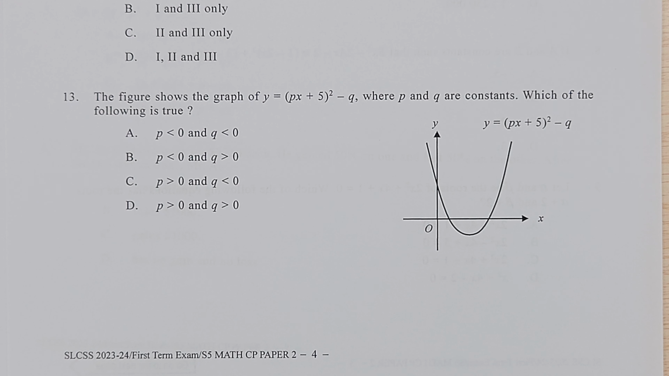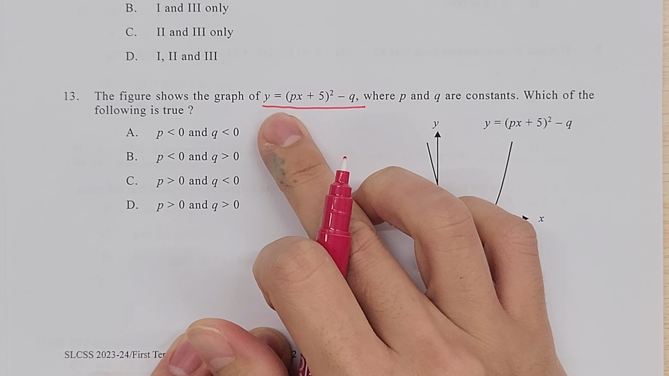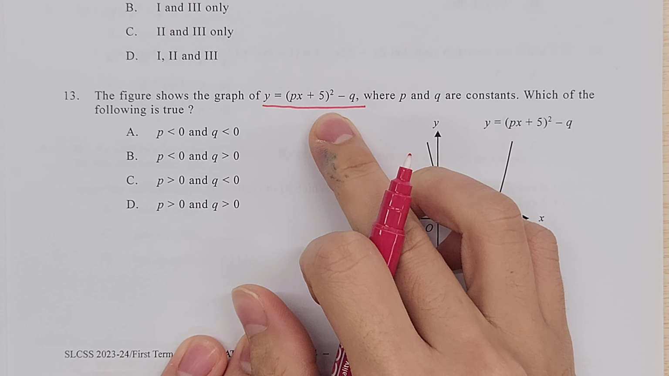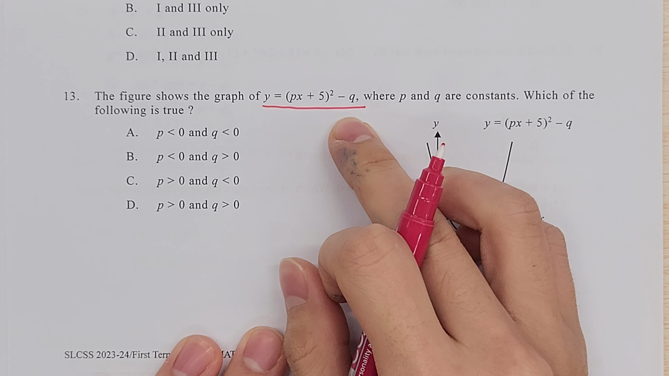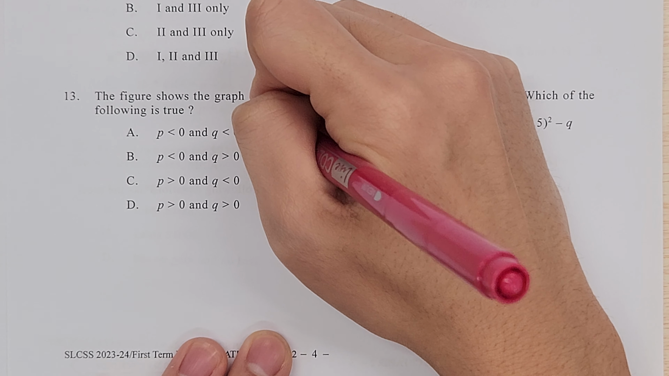Question 13. So the question gives you the graph of y equals to bracket px plus 5 all squared minus q. This is not the vertex form, but very similar to it. So method 1, you have to change it into vertex form, okay?